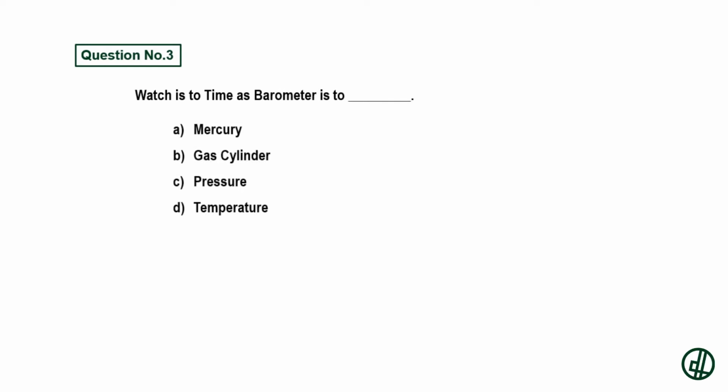Question number 3. Watch is to time as barometer is to. Option A, mercury. Option B, gas cylinder. Option C, pressure. Option D, temperature. Answer is option C, pressure.